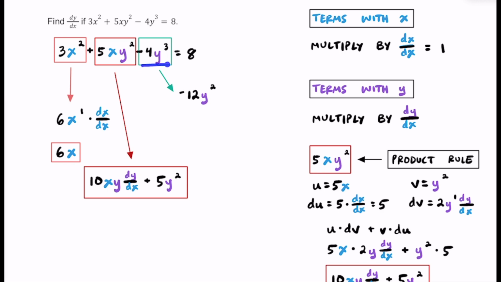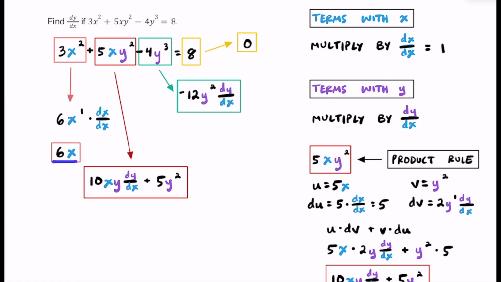Now, this term does have a y in it. So remember, we have to multiply this by dy/dx. So let's go ahead and do that right now. And I'll go ahead and say it's going to be times this dy over dx. Now this piece is as simplified as we can make it, so we're going to leave it just like that. And finally, we have this constant at the end. It doesn't have an x or a y, and hopefully you remember that if you take the derivative of a constant, that's just going to equal 0.